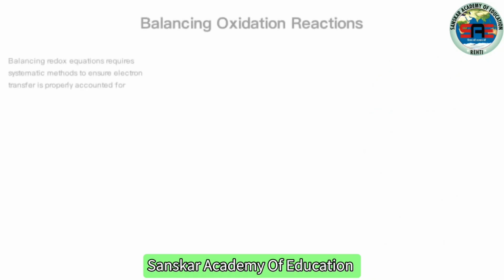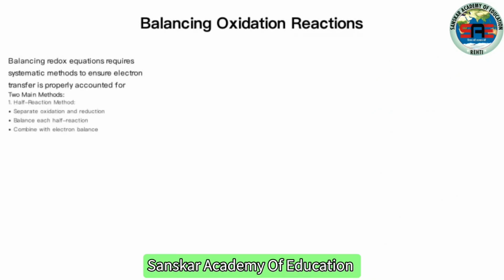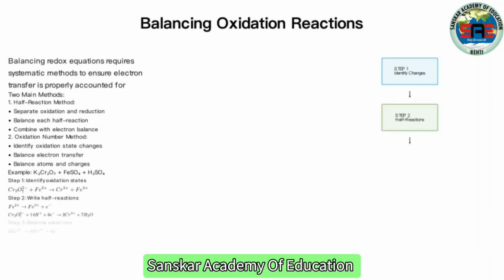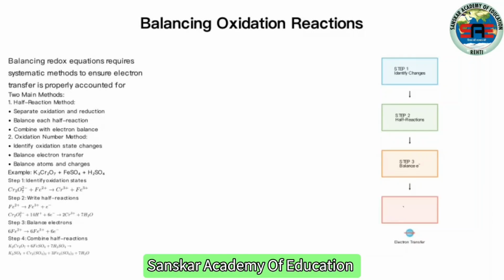Balancing oxidation-reduction equations requires systematic approaches to ensure that electron transfer is properly accounted for. There are two main methods: the half-reaction method and the oxidation number method. The half-reaction method involves separating the overall reaction into oxidation and reduction half-reactions, balancing each separately, and then combining them with proper electron balance. Let's work through an example using potassium dichromate and iron sulfate in acidic solution.